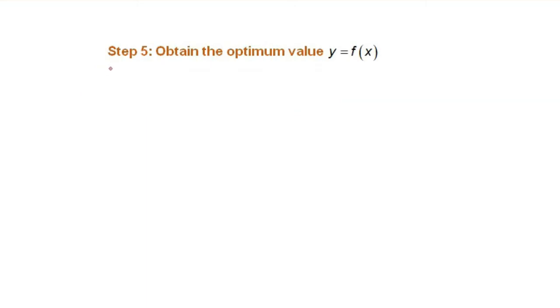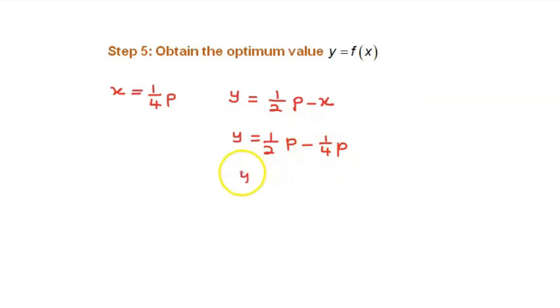In step 5, we are in the final stage of finding the optimization value, which is the optimum area, the maximum area. For that, we start with x equals 1/4 P as we know earlier, and this is going to give us the y value corresponding to x. For that case, y must be calculated using the function 1/2 (P minus x), in which we can substitute x to be 1/4 P. So y is here as 1/4 P.